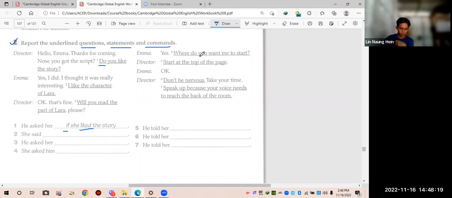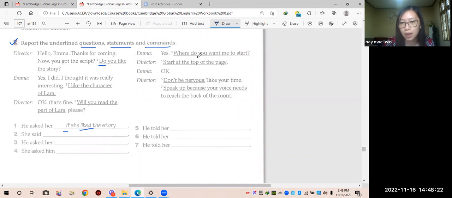You have to pay attention to the pronouns. Pay attention to the pronouns: who is being referred to, who does 'you' refer to, and who does 'me' refer to. Okay, so how about number 5?